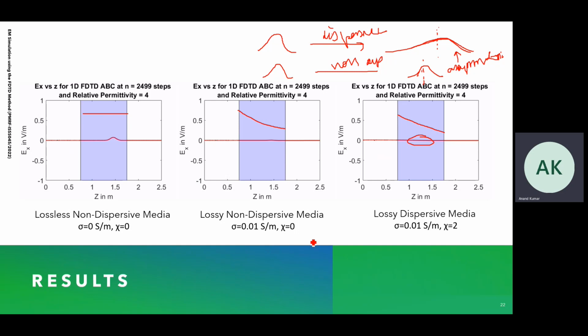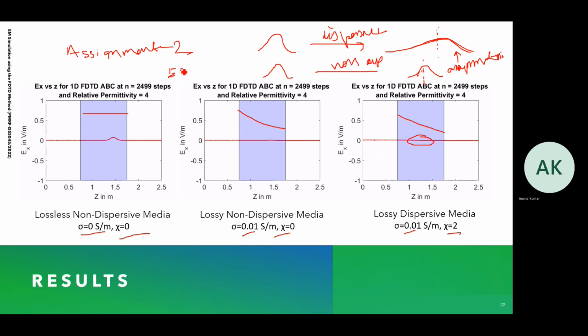So I'll share these codes, and then you can try playing with these variables and the values of sigma and chi and see what happens. Today I'll give you your assignment too. You'll get your assignment at the end of class, and it includes this particular thing as well. You have to vary the values of sigma, chi, epsilon, and see what happens.